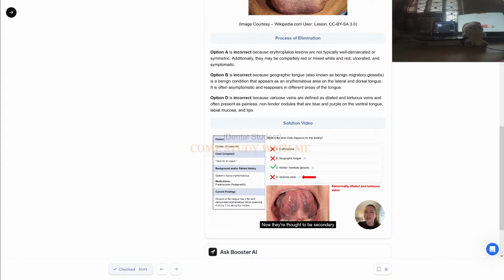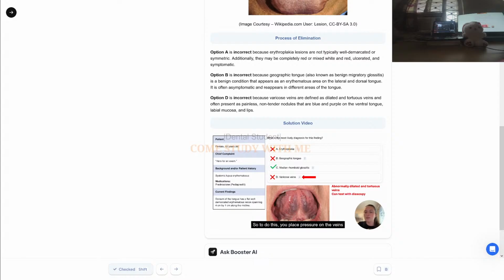Now, they're thought to be secondary to age-related degeneration or laxity in elastic support of the vessel wall. So as you get older, the elasticity kind of gives, and you get these varicose veins. They're commonly seen on the ventral and lateral tongue, like we said, buccal mucosa, labial mucosa, and lip vermilion. Now, diascopy can be done to test if that's exactly what we're seeing.